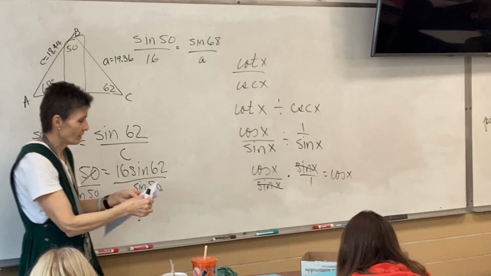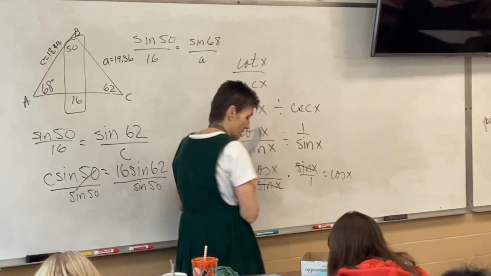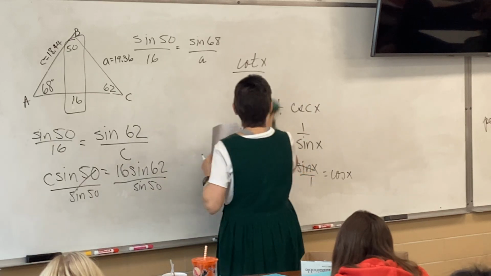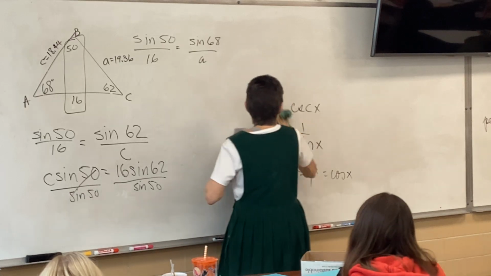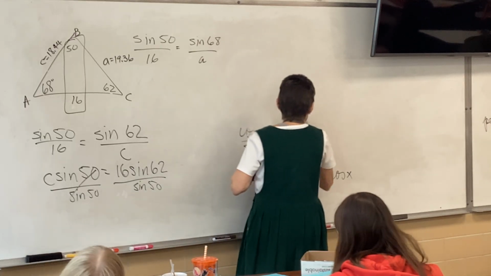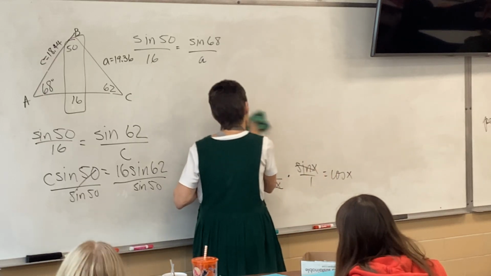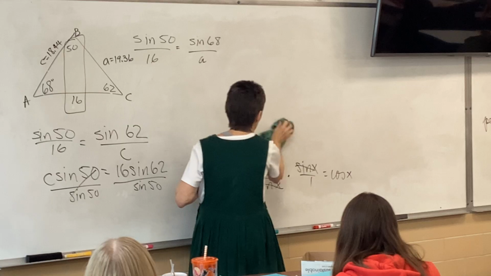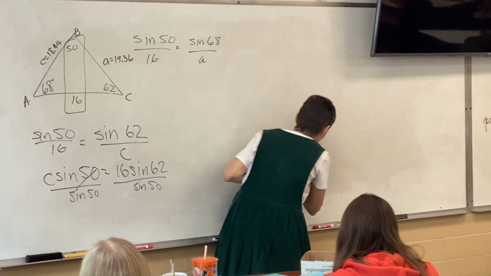All right, let's move on, question B. Same directions. We are solving the triangle. Now, this one's going to be a tiny bit different though, because what do we not have? We don't have a pair, do we?